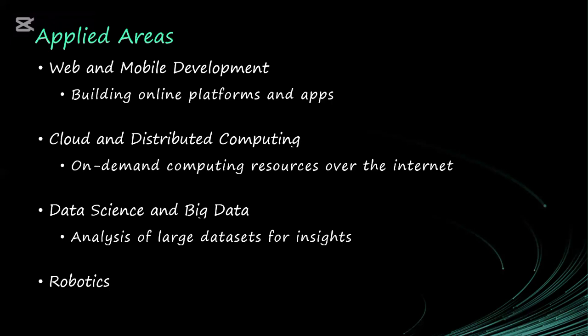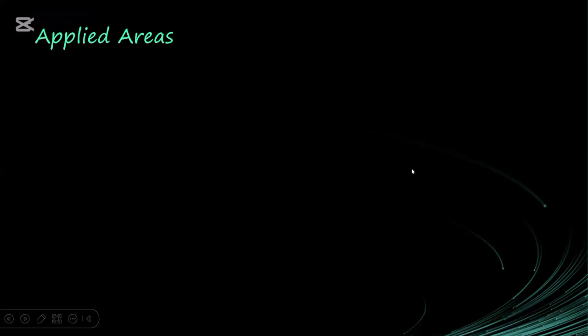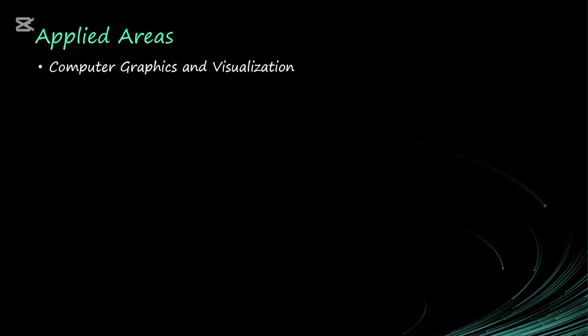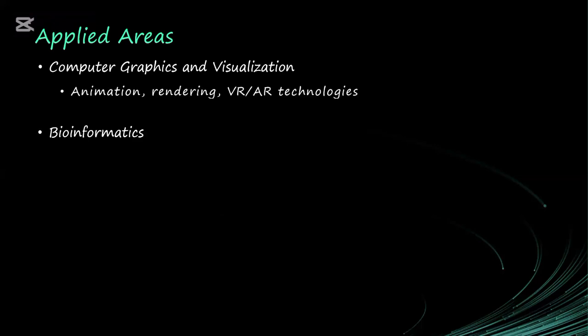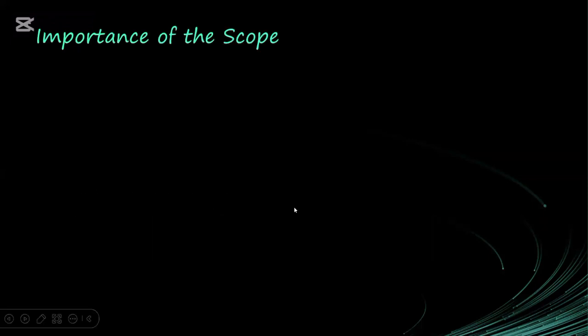You can apply computer science in robotics. Okay, so these are huge areas where computer science can be applied. All right. You can also apply computer science in computer graphics and visualization. Most of us are familiar with things like this. Bioinformatics, where we use CS in genetics. Now, this is basically when it talks of health or biology. Blockchain and cryptography. So these are areas you can apply computer science.